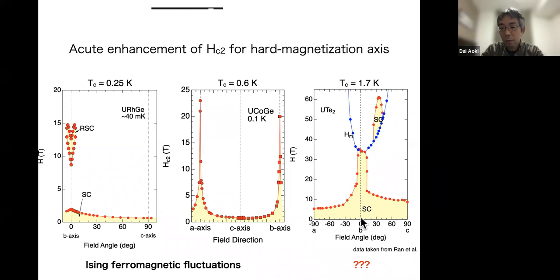So you can see, when the magnetic field is applied along the B axis, we observe the reentrant superconductivity. By the way, the data is taken from the paper by Wang. And here this is the metamagnetic transition HM. And one of the interests is there is another superconducting pocket above the HM when the field is applied around 30 degrees, tilting from the B to the C axis. So this is the kind of highlight.